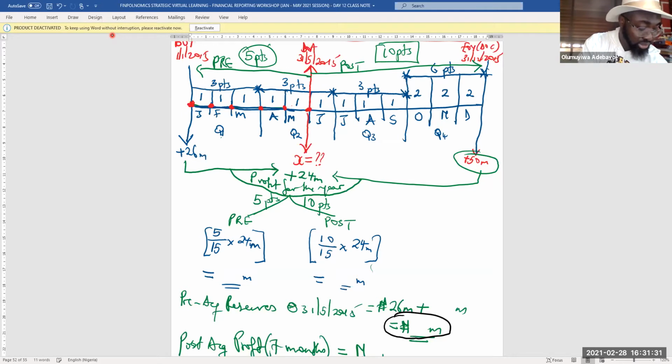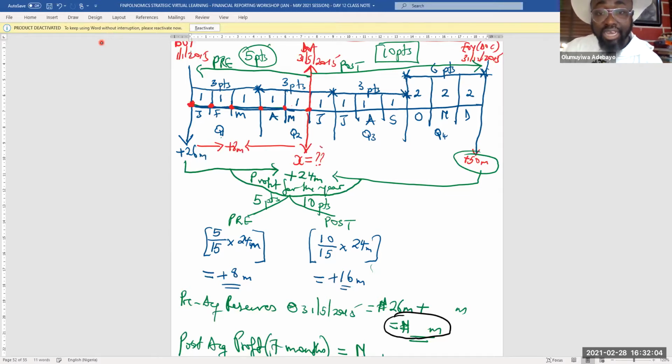If you do that, 5 divided by 15 times 24 should give me 8. And 10 over 15 times 24 should give me 16. Which means what I have from here to here is plus 8. And what I have from here to here is plus 16.